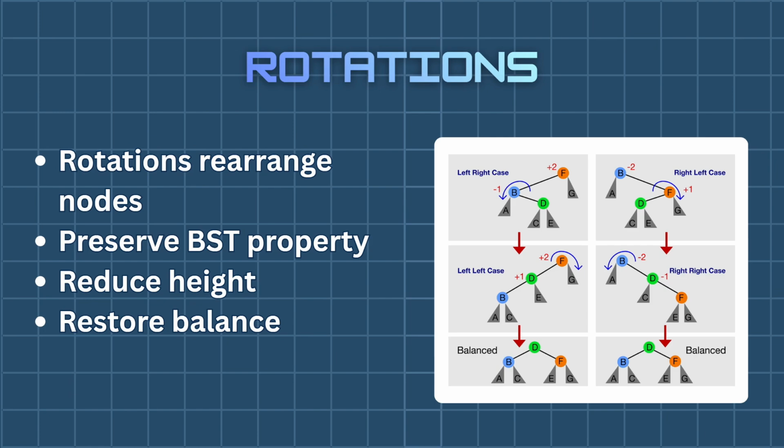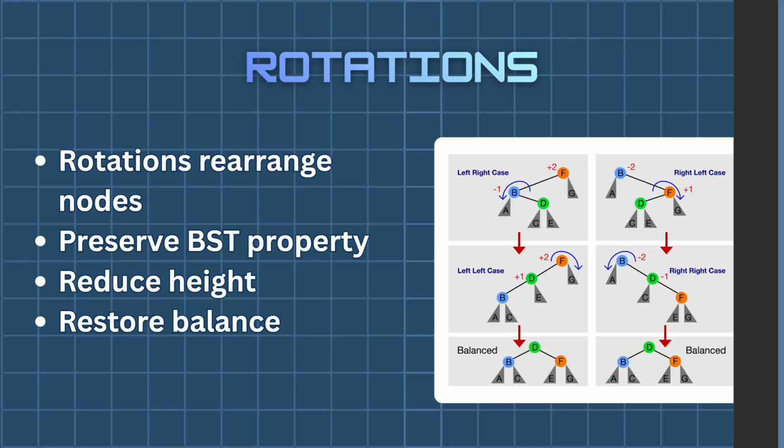When a node becomes unbalanced, AVL trees fix the problem using rotation. Rotation is a small restructuring of the tree that reduces its height and restores balance. The important thing is that the rotations do not break the binary search tree property. The in-order order of elements stays the same. There are two basic rotations, left rotation and right rotation, and from these we get 4 cases.